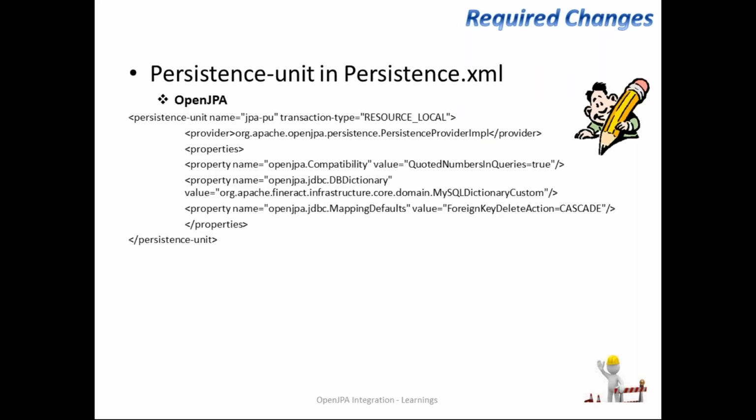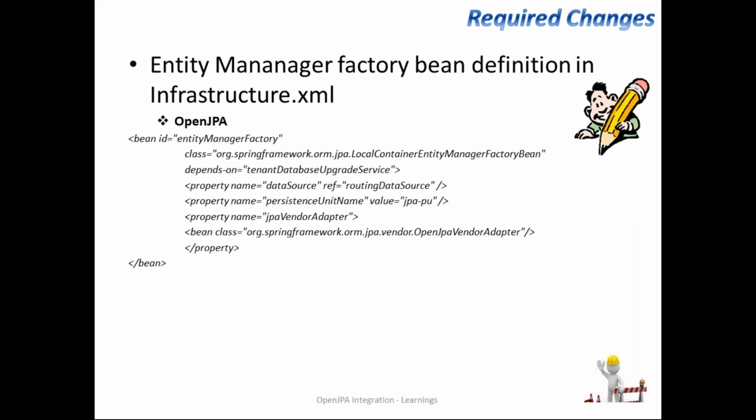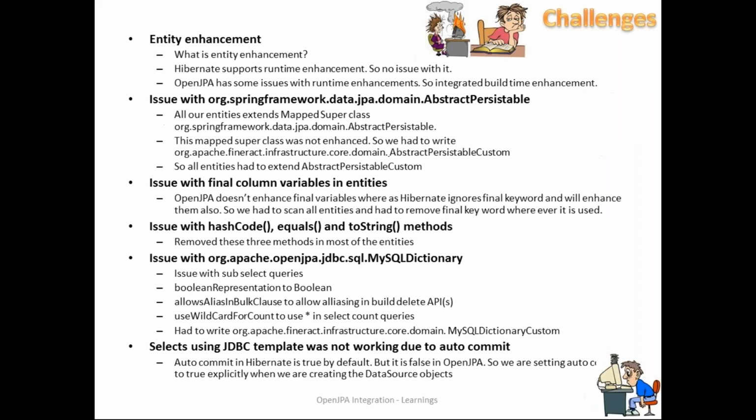the persistence provider was Hibernate earlier. Now this will be changed to the OpenJPA persistence provider. Now we have added so many other properties, for example, here a MySQL dictionary, a custom dictionary we have added. I'll come and explain what these really are and why we need these properties. Then infrastructure.xml has an entity manager bean creation entry. So this will now change to the OpenJPA specific vendor adapter.